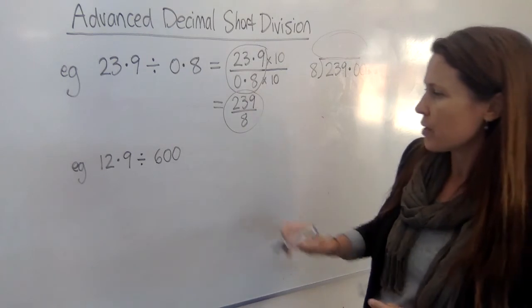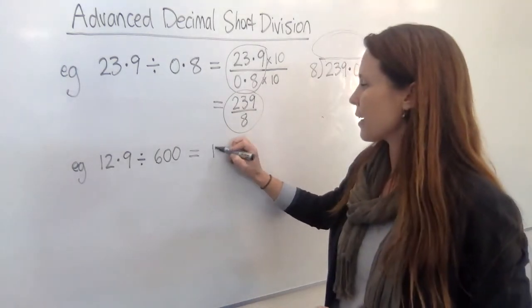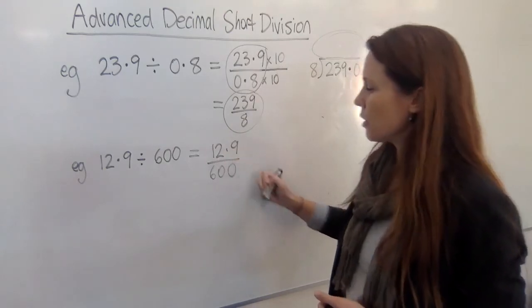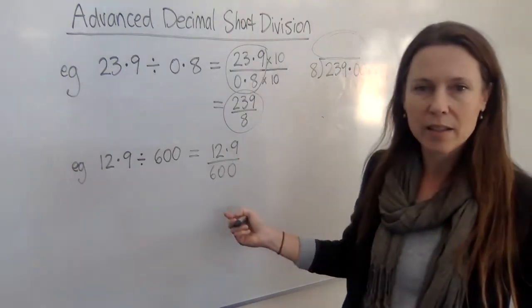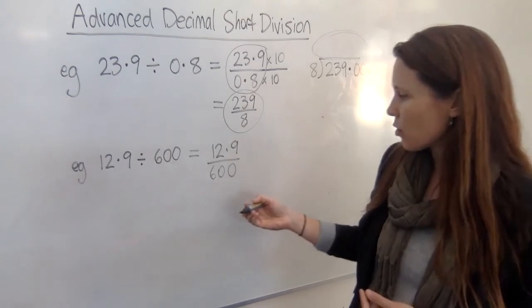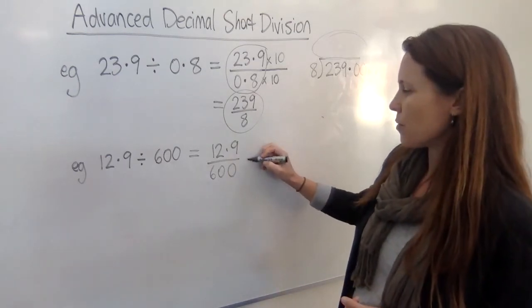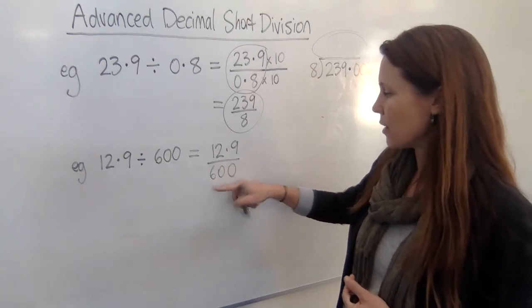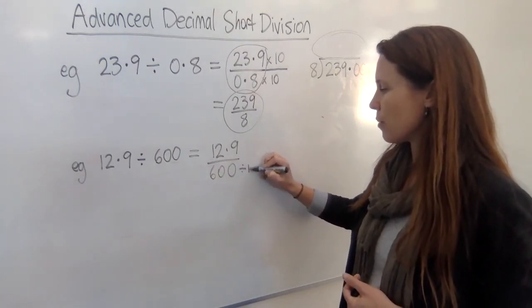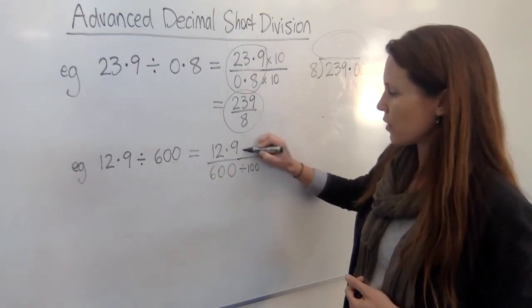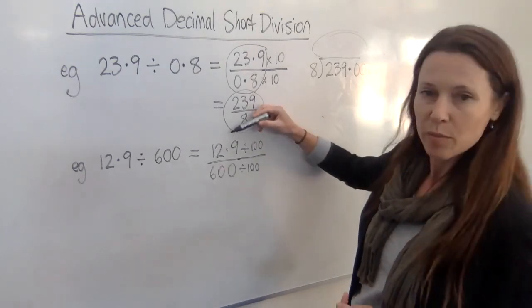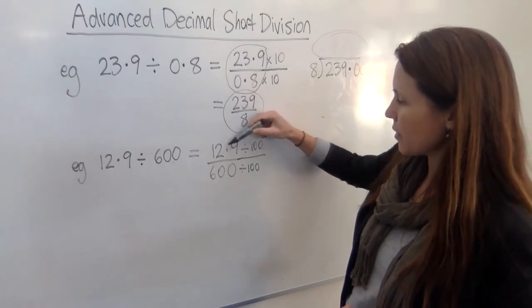Now, similarly with this question, if I write it like this, it's much easier to see what can be done. Now, I could divide by 6 and then divide by 100, but I could also just say, I want to turn this into 6 so that it's much more straightforward. Now, how do I do that? I need to divide the bottom by 100, so I need to divide the top by 100. And this is nice and easy. We just move the decimal point twice to the left.